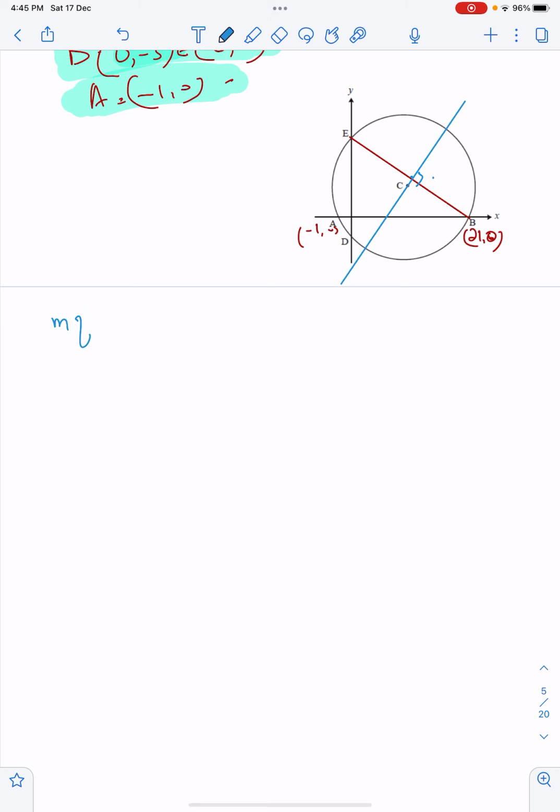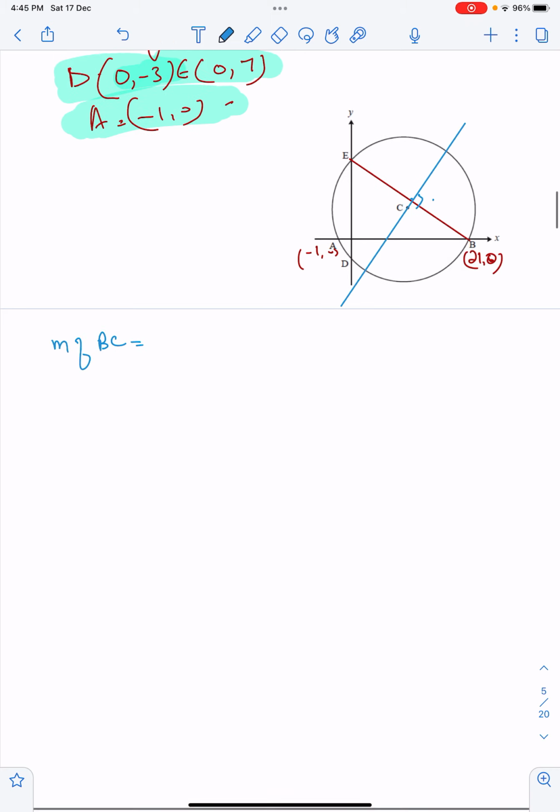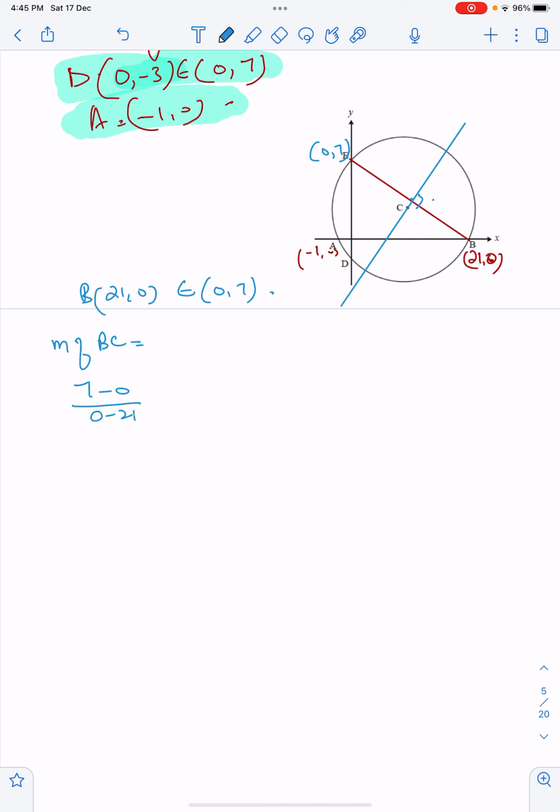Now, the gradient of BE. We already have the point E, which is 0 comma 7. So for the gradient of the 2 points, B is 21 comma 0 and E is 0 comma 7. Gradient of BE is 7 minus 0 upon 0 minus 21, which is minus 1 upon 3. If the gradient of this line is negative 1 upon 3, the gradient of the perpendicular bisector, the negative reciprocal, will be positive 3.